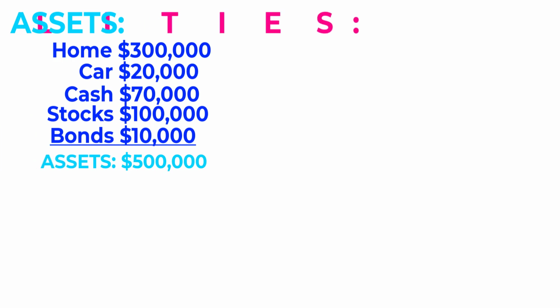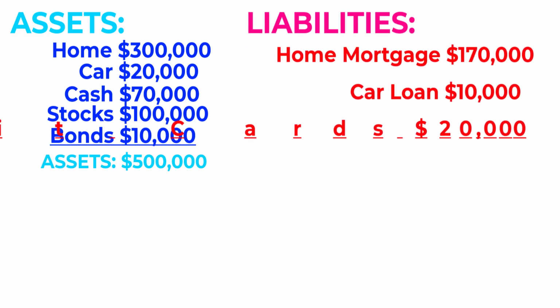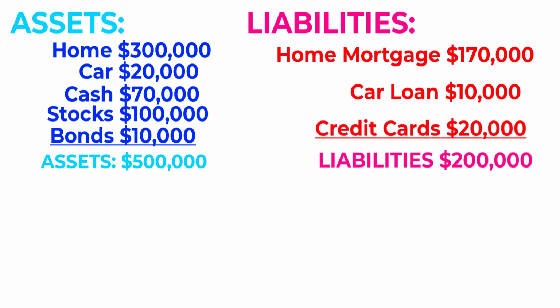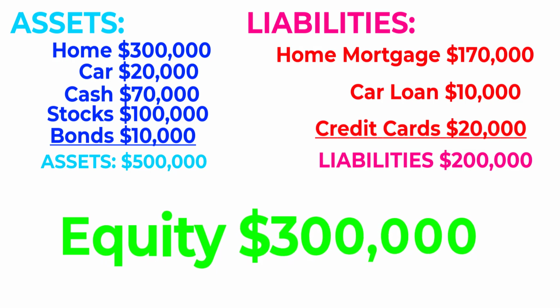Now you would look at your liabilities. How much do you owe on your house? How much do you owe on your car? Any credit card debt? So your net worth will be your assets minus your liabilities, your equity, which is the same thing as the balance sheet.